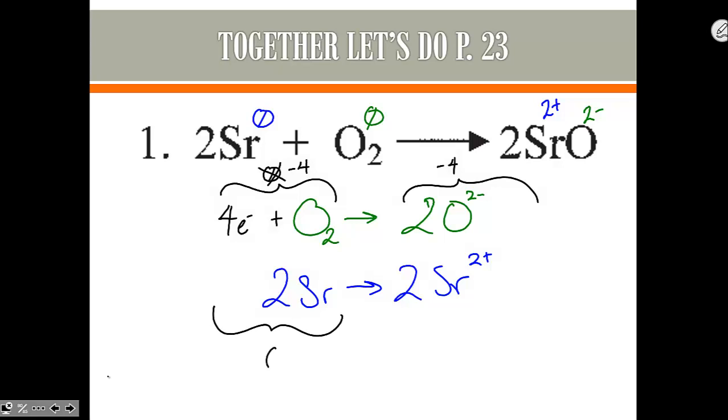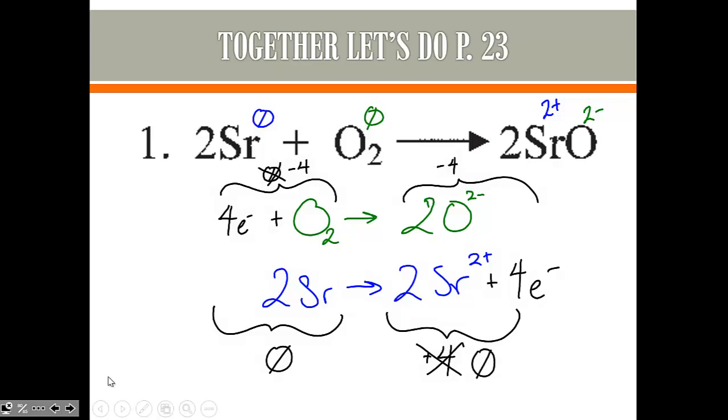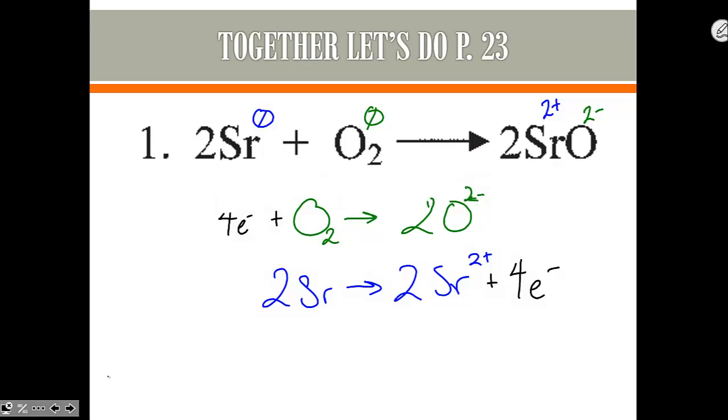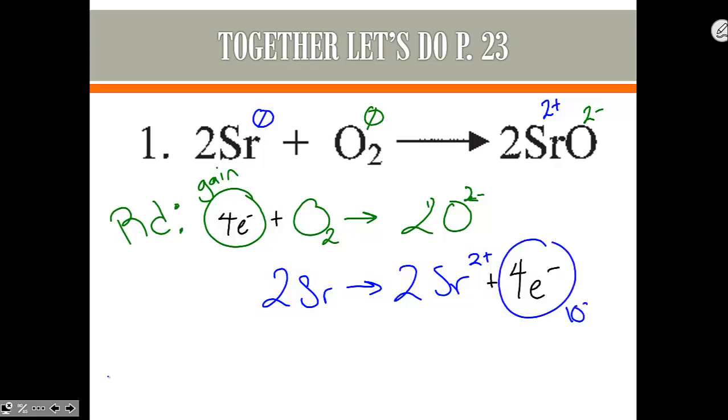Strontium starts with an oxidation state or charge of 0 as a reactant. As a product, we have a +4 charge. In order to balance it, we need to bring these numbers down by adding electrons. If I add 4 electrons to my product side, I can bring this charge down to 0. And my reaction is now balanced by charge. So, since oxygen gains 4 electrons, oxygen is reduced. Strontium lost 4 electrons. A loss of electrons is oxidation.